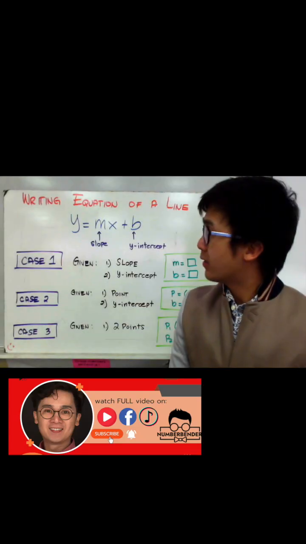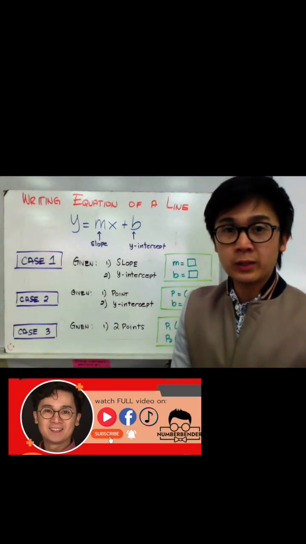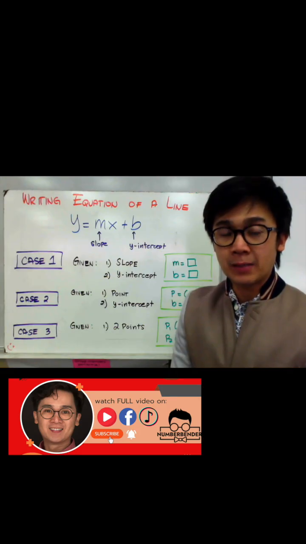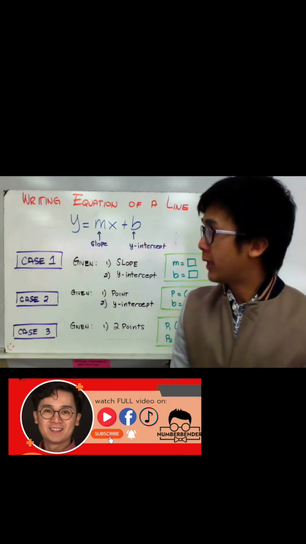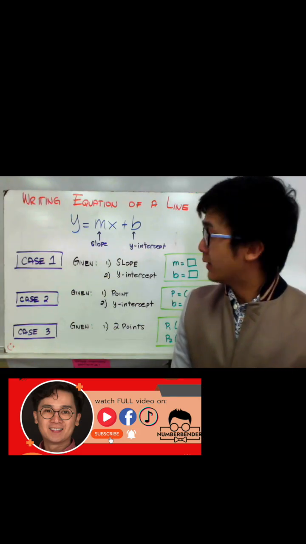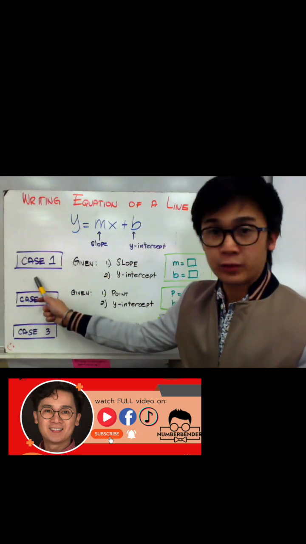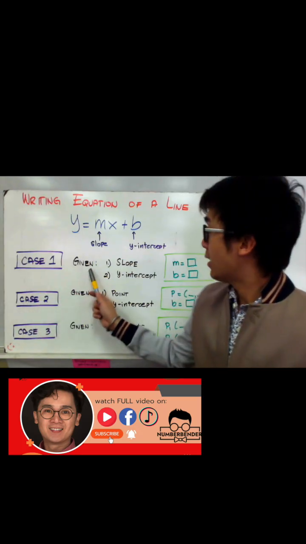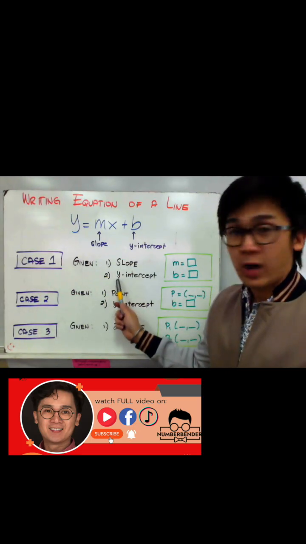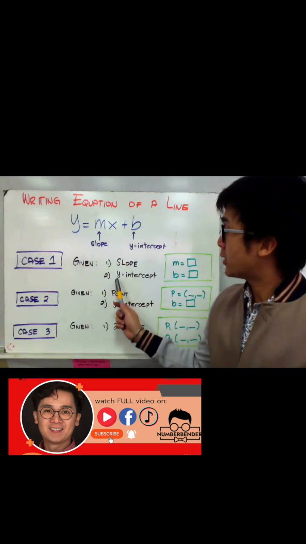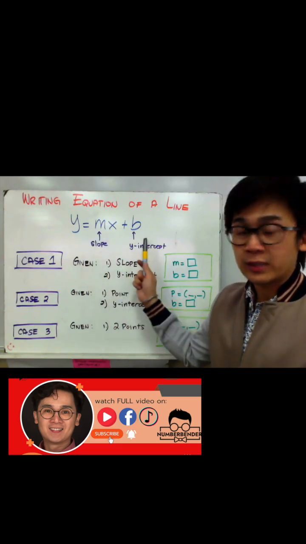We already know that in writing an equation of a line in slope-intercept form, we will need our slope and y-intercept, and by direct substitution, we'll be able to write our equation of a line. Now, we will consider that as our first case, or case 1, wherein we are given the slope and the y-intercept, and by writing the equation of a line, we just need to do direct substitution.